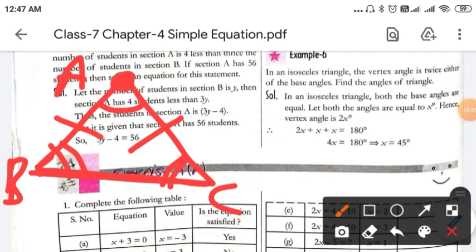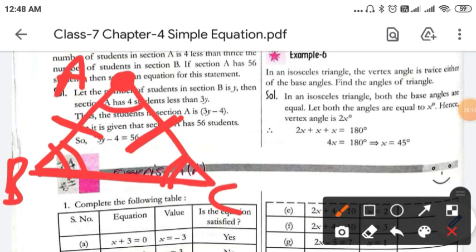And we know the property of an isosceles triangle, that if any two sides of a triangle are equal, then it is called an isosceles triangle. And we also know that in a triangle, if the sides are equal, then the angles opposite to those sides are also equal. So if AB equals AC, then angles B and C are also equal. So base angles are equal here.